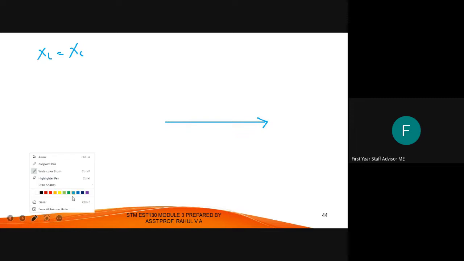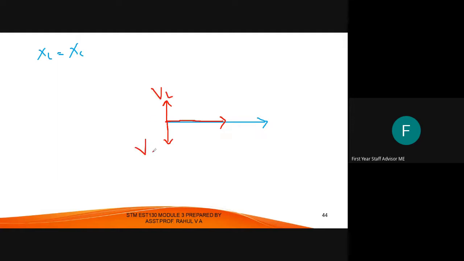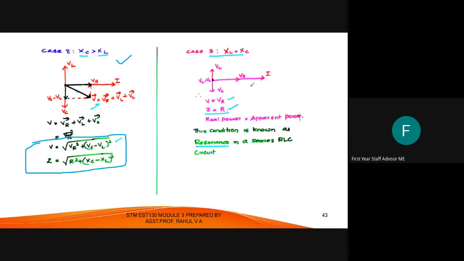Now someone should tell me the third condition. XL equal to XC. So what should we do? XL equal to XC. First we have to draw the current phasor, and on the current phasor we have to draw the VR phasor. Since XL equals XC, both lengths are the same, so both will cancel each other, and the circuit will be working as a purely resistive circuit.